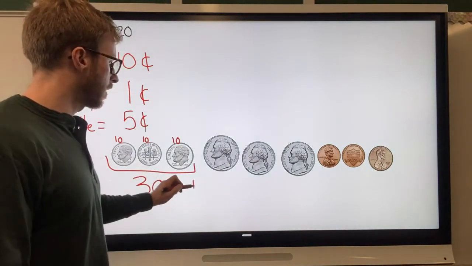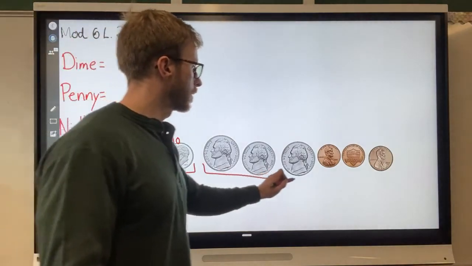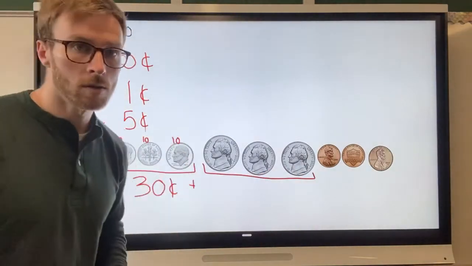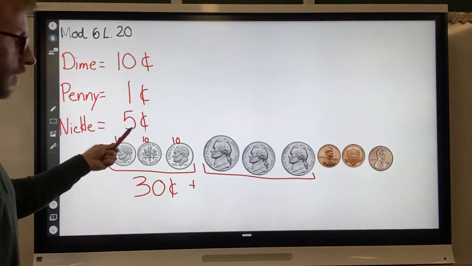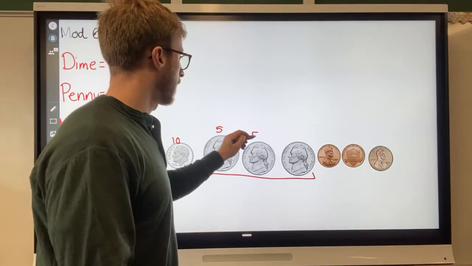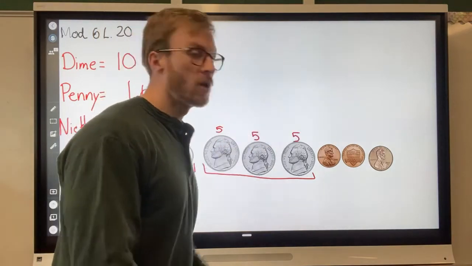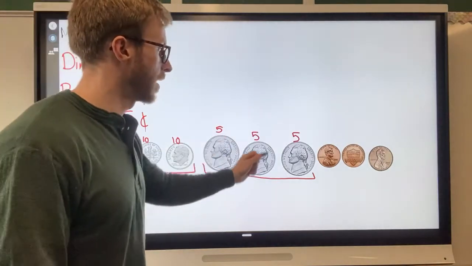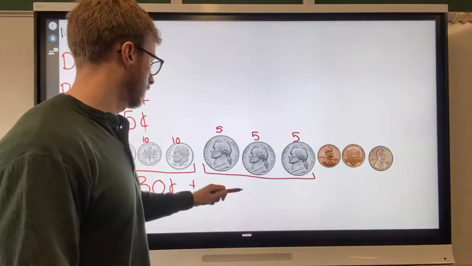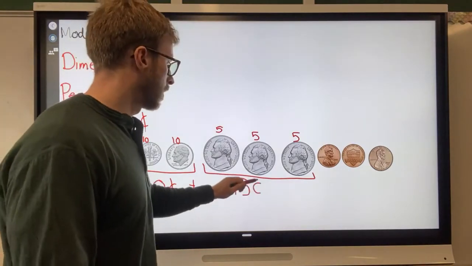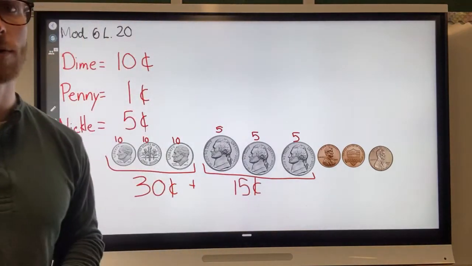We're going to have to add it to however many cents we have in nickels. How much is 1 nickel worth? 1 nickel is 5 cents. So we have 5, 5, and 5. So let's count by 5s to see how many this is. Ready? 5, 10, 15. So we have 30 cents in dimes plus 15 cents in nickels.